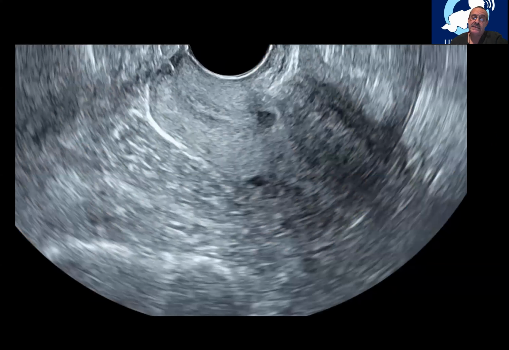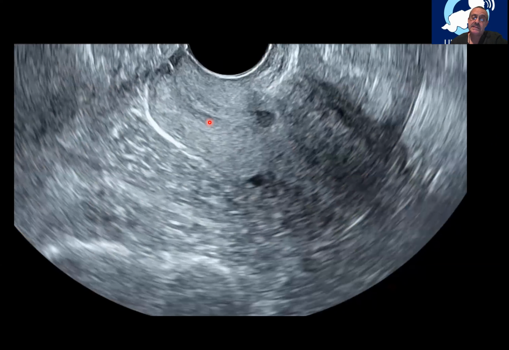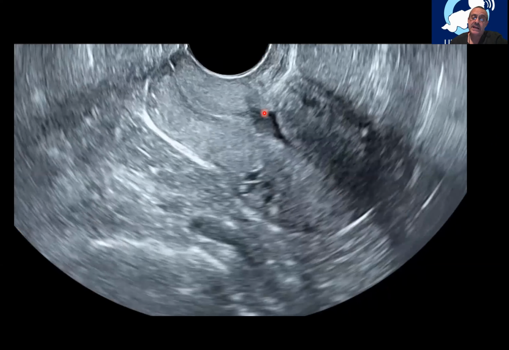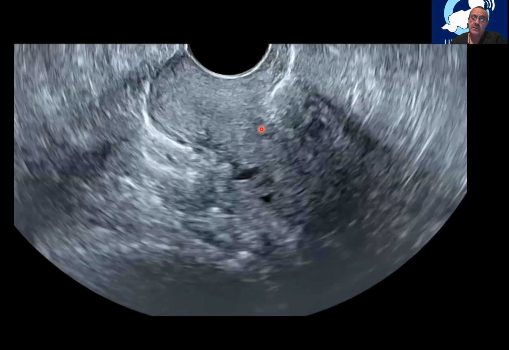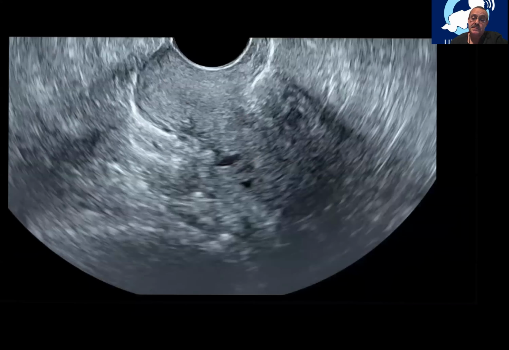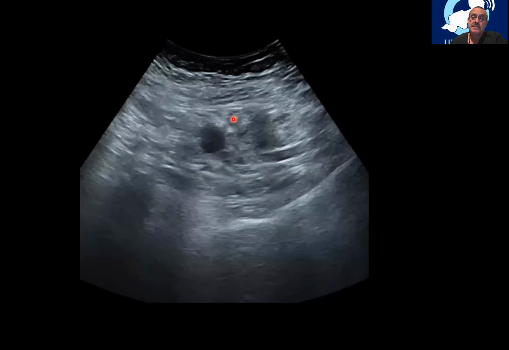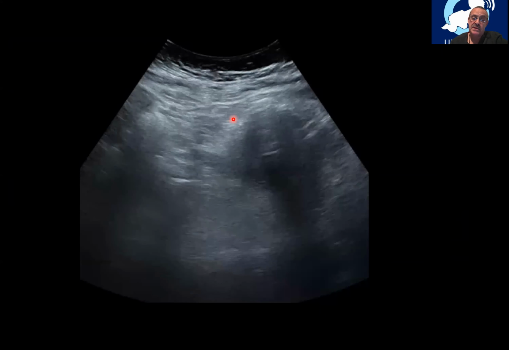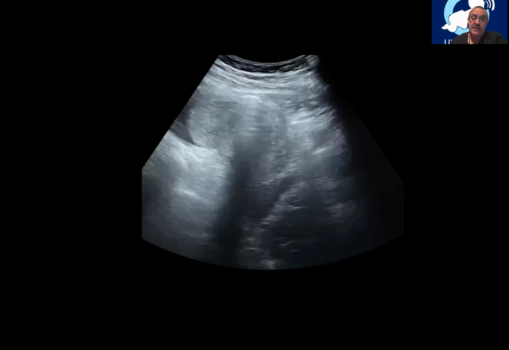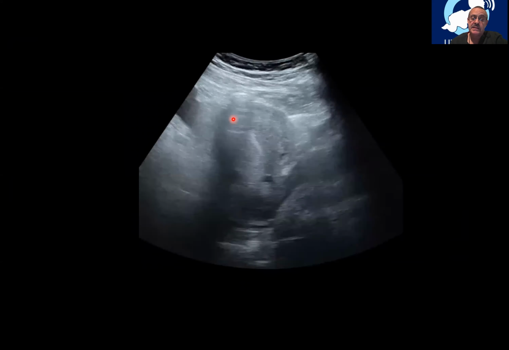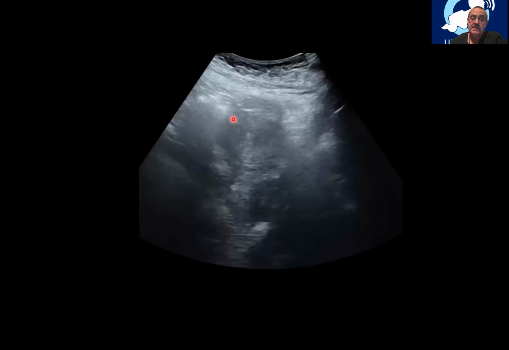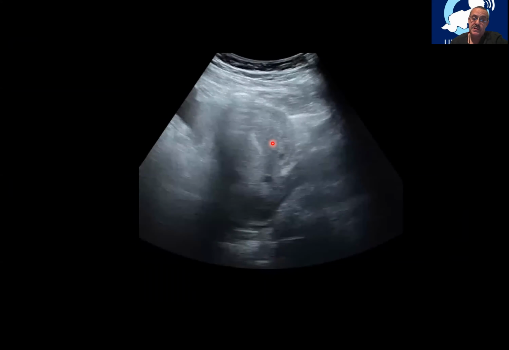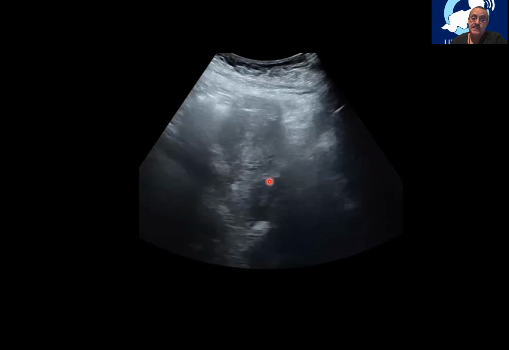Let's see again the collection connected with the endometrium and the cervix. The complex ovary with free fluid surrounding it. The uterus on the transpelvic approach with the collection here.